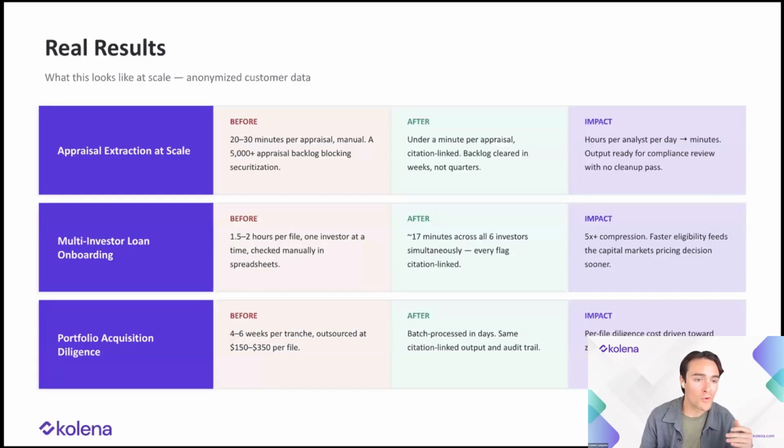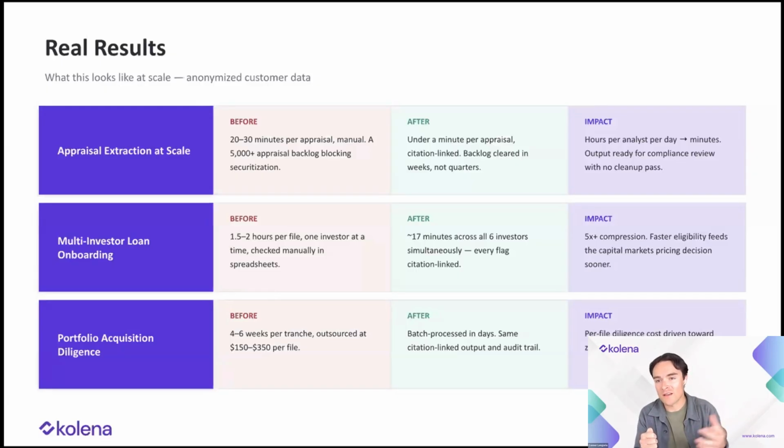The second row, the multi-investor loan onboarding. Pedram was just showing you the 113 checks that you have to do across different investors. It used to take them 90 minutes to 2 hours, and they would go one investor at a time in spreadsheets. Now it takes them about 17 minutes to do that check that Pedram showed you. That was just one investor.